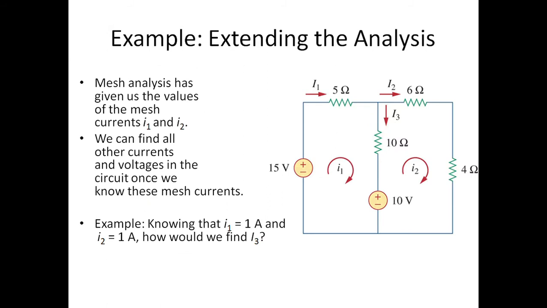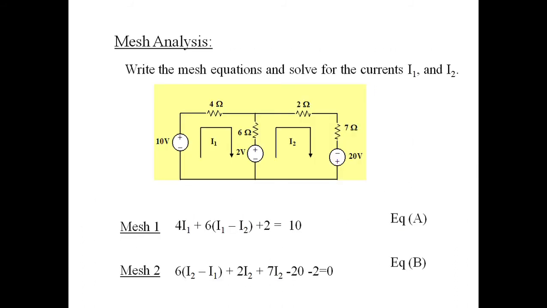For extending the analysis, once again we'll see here, mesh analysis has given us the values of the mesh currents I1 and I2. We can find all other currents and voltages in the circuit once we know these mesh currents. So simply, if you know the I1 and I2 values, we will find that I3 value. That is the mesh analysis.